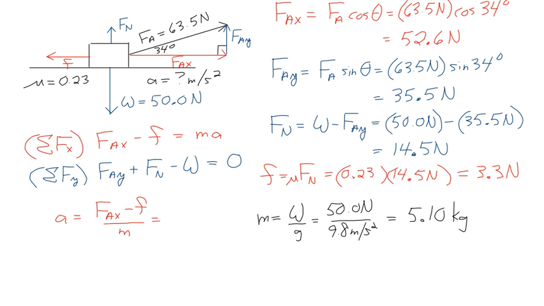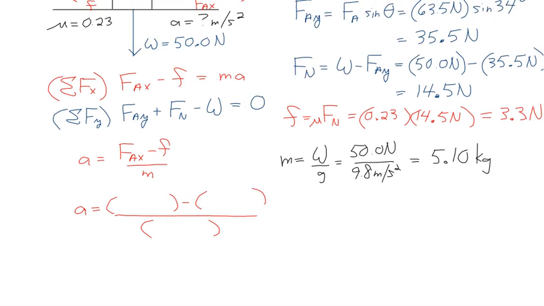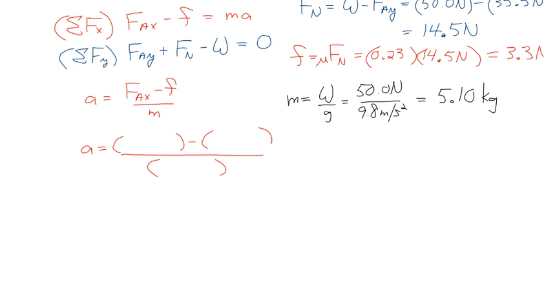Let me do it below because I don't have a lot of room there. So a equals FAX minus friction divided by the mass. Put in those numbers and you'll have the answer. The applied force in the x direction was 52.6 newtons. So 52.6 newtons goes right there. The friction I can see is 3.3 newtons. And the mass is 5.10 kilograms. And so solving that, that's going to be your answer.